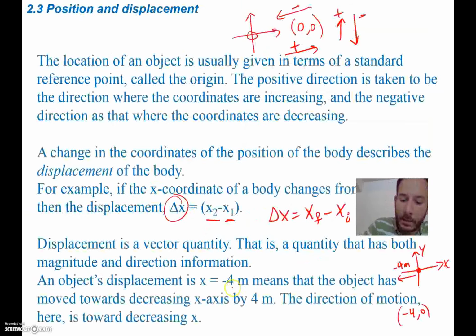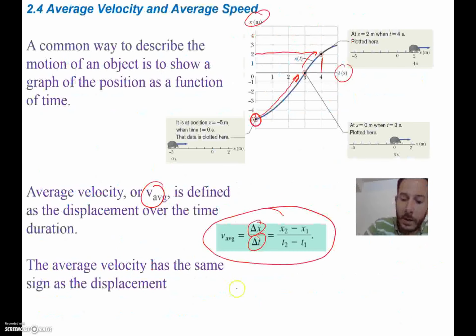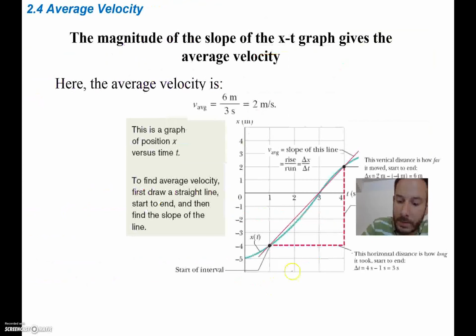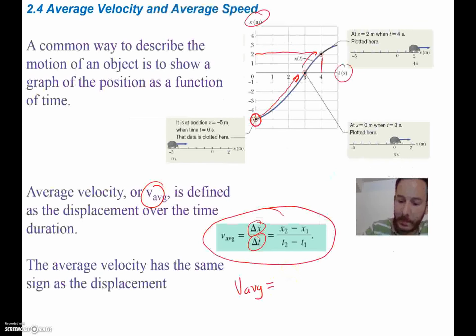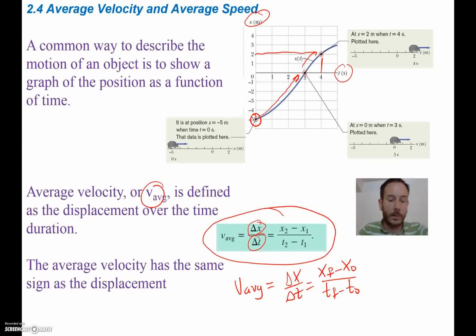Again, you could also write it as the average velocity is equal to delta x over delta t, which is equal to the final x minus x naught, which is our initial x, over the final time minus our initial time. Okay. So the average velocity has the same sign as the displacement.